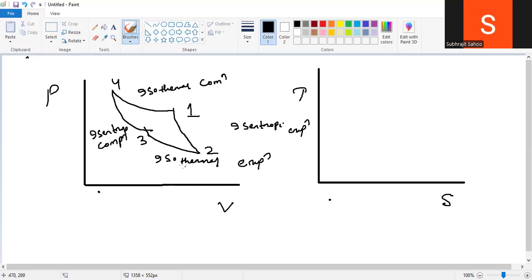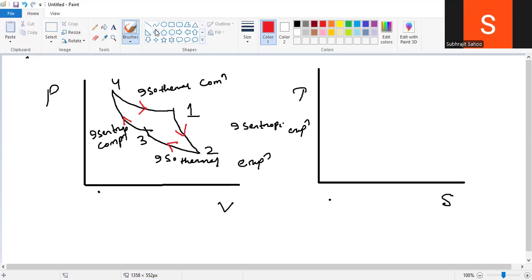Let me give the arrows. 1 to 2, 2 to 3, 3 to 4, 4 to 1.